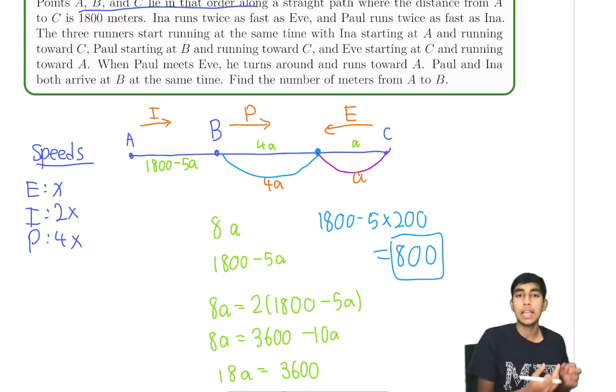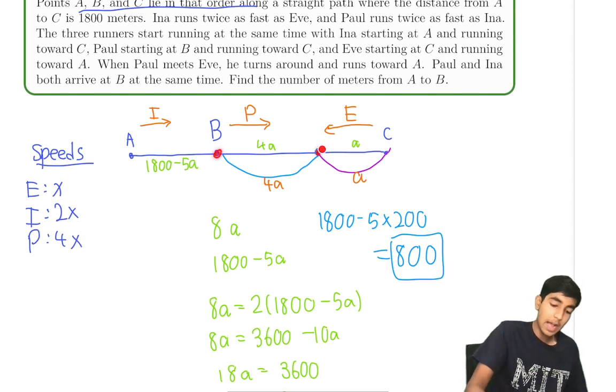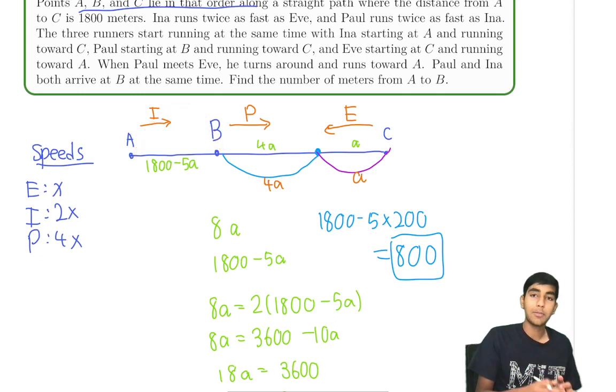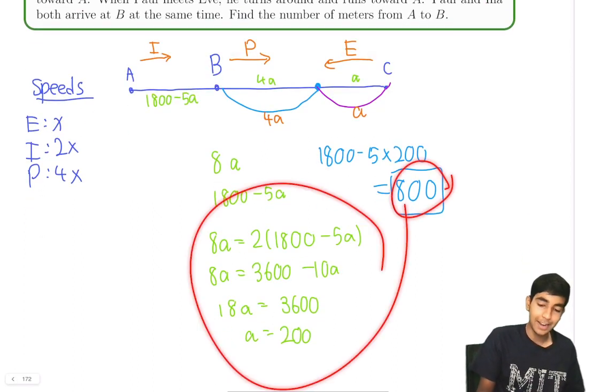And then we say, okay, the total distance is 1800 meters, so from A to B is 1800 minus 5a meters. And then we saw that Paul goes from B to here to back, and Ina just goes from A to B. So Paul's distance must be double of that. We found a simple one variable equation, solve to get our answer.